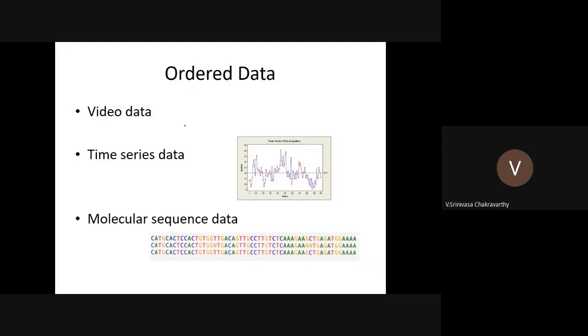So then you have ordered data, so data where there is intrinsic order. A simple example is signals or time series data, right? The stock values of Infosys company, that's time series data, or the sunspot activity, or Chennai temperature. That's time series data. Or video data, where there is an ordering, and it doesn't always have to be time.